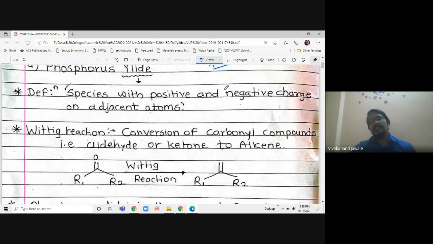So for this ylide, there is a very famous reaction which is known as the Wittig reaction. And what is the role of this Wittig reaction? Different types of carbonyl compounds, carbonyl compounds means which compounds? Either aldehyde or ketone. Okay, so the aldehyde or ketone can be converted into the alkene. Only the oxygen is replaced by carbon or CH2 over here. So this is this reaction.